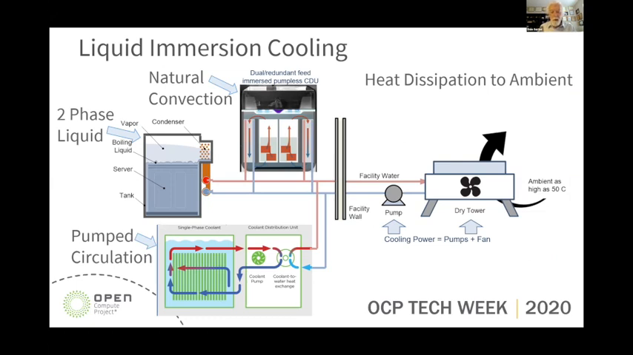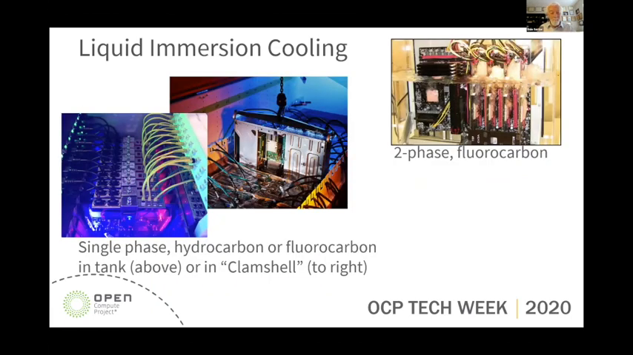Moving to liquid immersion cooling, shown here are three options in the data center. The first one is the natural convection option. The second one is the pump circulation in the tank, and the third one is two-phase. We've been hearing about these earlier today. In this case, in terms of the diagram, we're showing heat dissipation to the ambient via a dry cooler, but that could be a tower or a combination. The facility water needs to be at least a couple of degrees above the ambient with the dry cooler, that is.